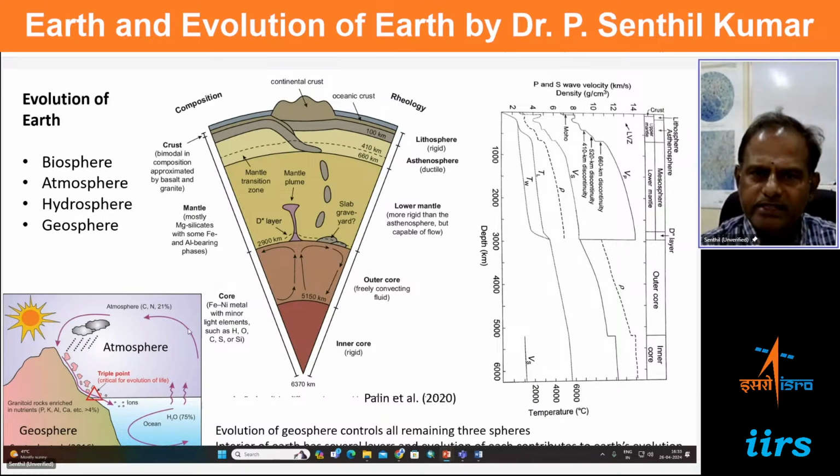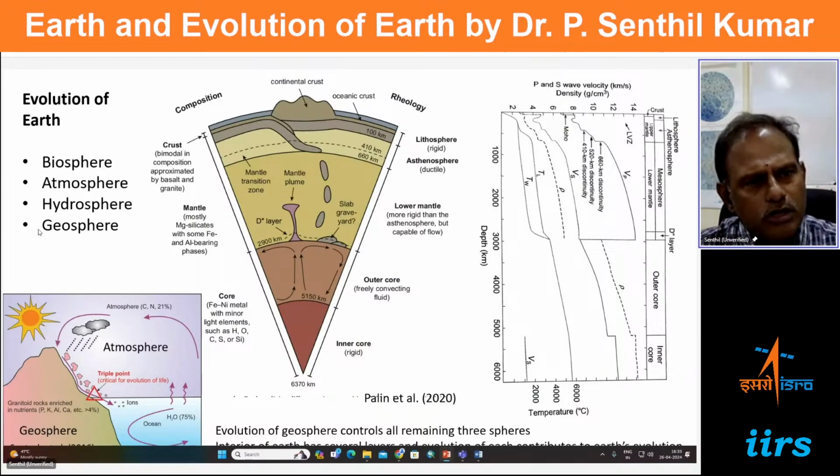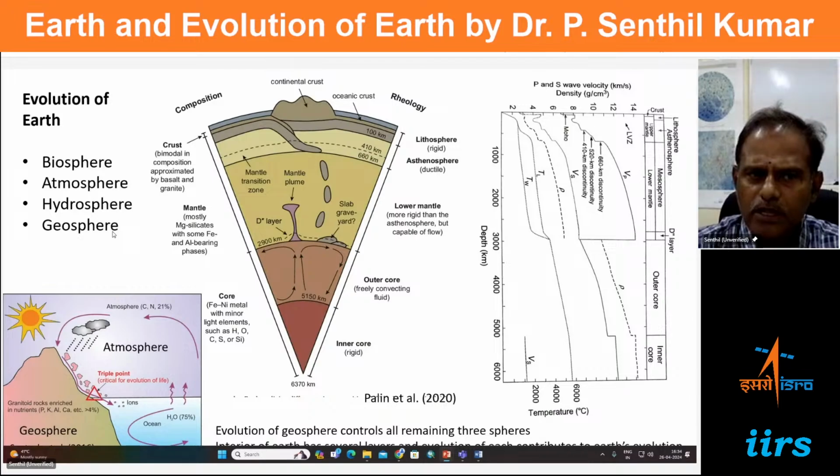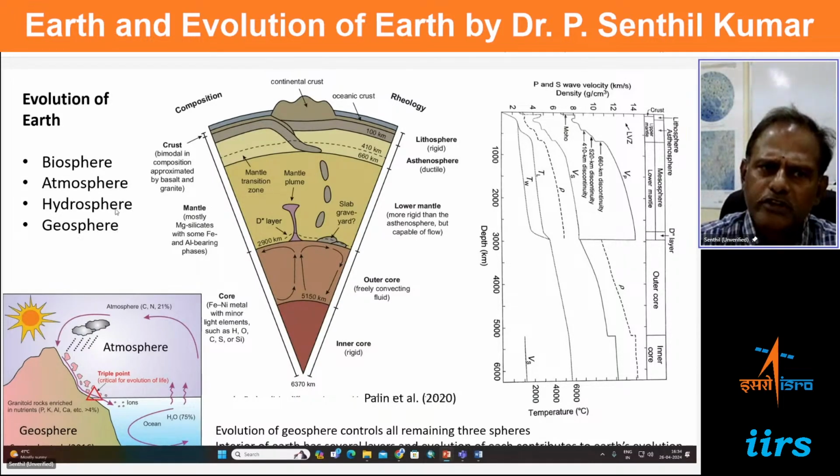Now we want to understand the primordial Earth and how it evolved over a period of time. When we want to understand Earth, we have to also understand various spheres like geosphere, hydrosphere, atmosphere, and biosphere. We are living in the biosphere. We depend on the atmosphere and also hydrosphere and geosphere. Biosphere, atmosphere, hydrosphere, all of them were produced from geosphere activity only. For example, the atmosphere comes out of the geosphere through the degassing process. Once we produce the atmosphere, the condensation causes the hydrosphere.